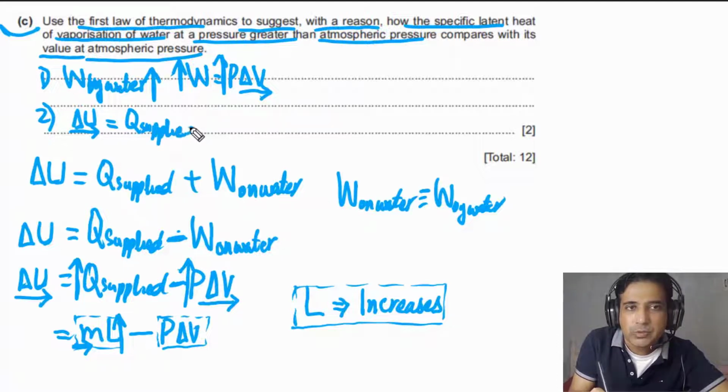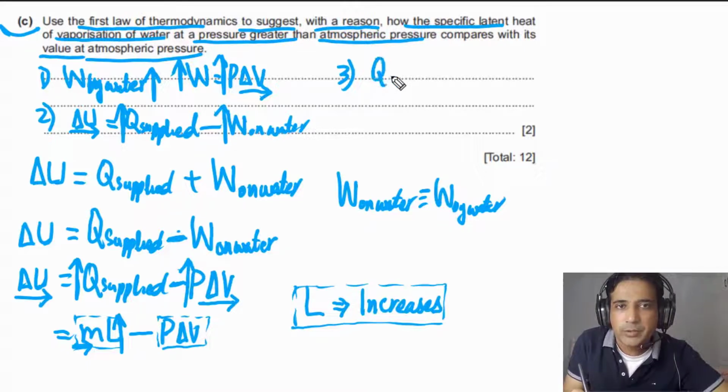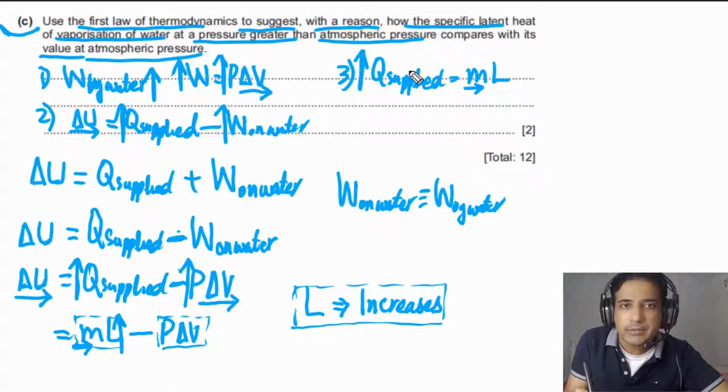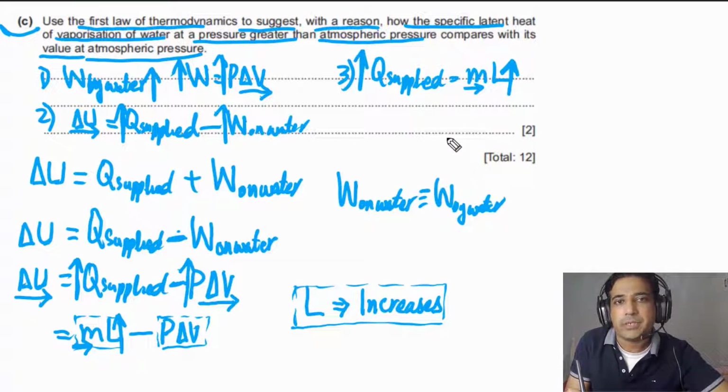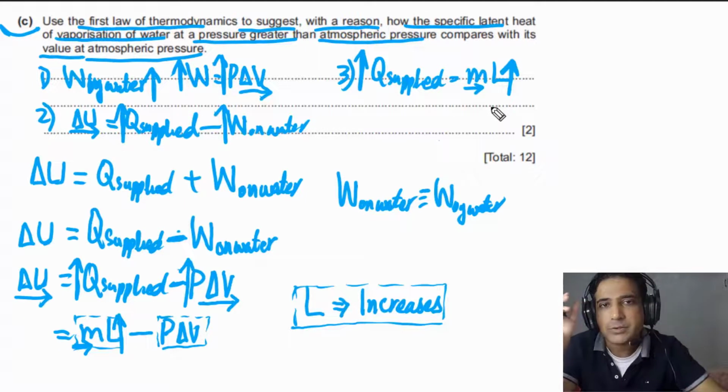Delta U is equal to Q supplied minus work done on water. So work done on water increases, so Q supplied has to increase. The third point you can write down: Q supplied is equal to M times L. M is constant. If Q supplied increases, it means latent heat of vaporization has to increase. Or simply you can say latent heat of vaporization increases. So this is how you can answer this question using first law of thermodynamics.